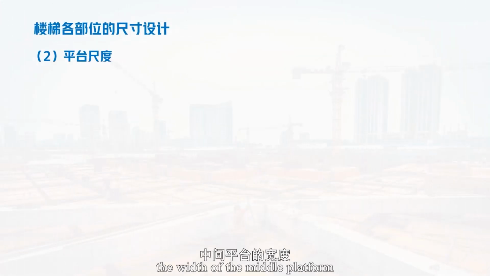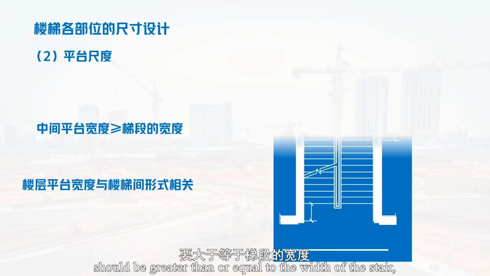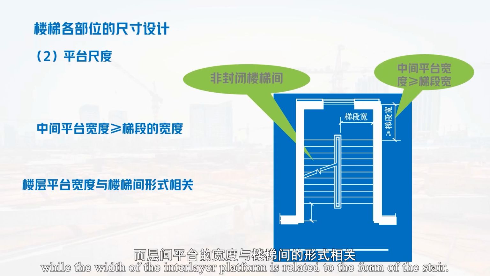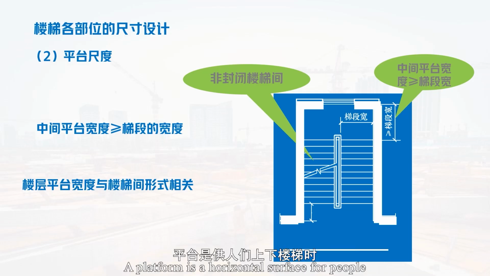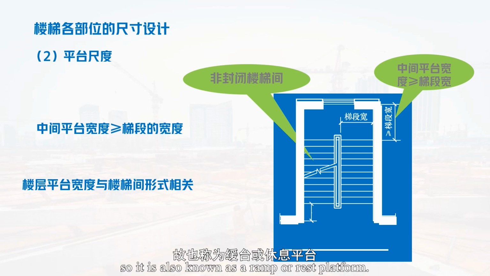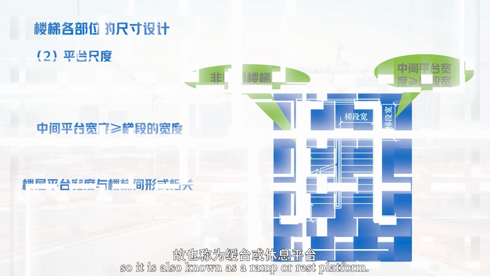The second is the platform scale. The width of the middle platform should be greater than or equal to the width of the stair, while the width of the interlayer platform is related to the form of the stair. Platform is a horizontal surface for people to adjust fatigue and change direction when going up and down stairs, so it is also known as a ramp or rest platform.